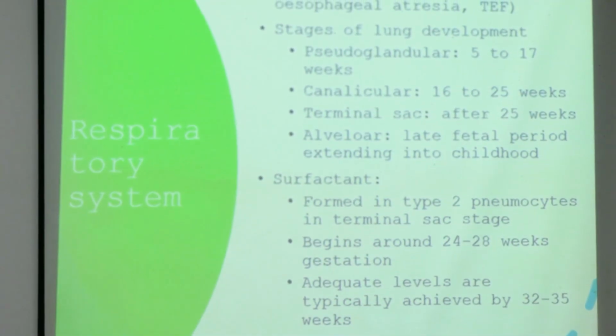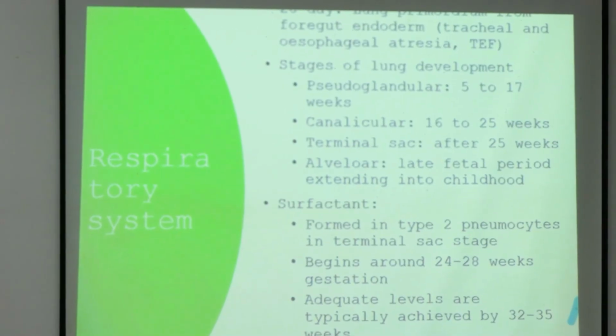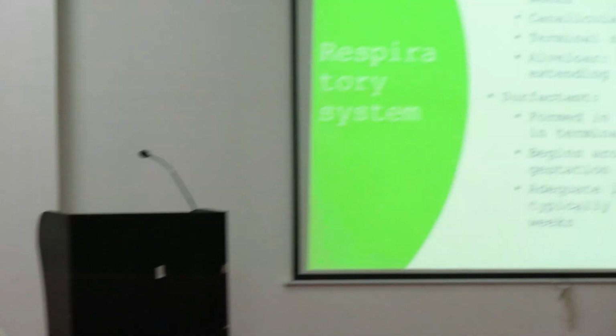Surfactant is formed by type 2 pneumocytes of the alveoli, and it begins at 24 to 28 weeks. That's why in many Western countries, in America, in Europe, they are able to save a baby that is born at 24 weeks. And many of them save babies born at 22 weeks.